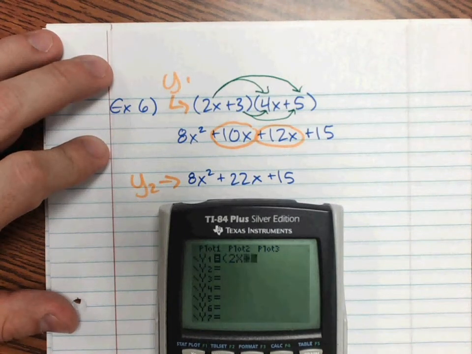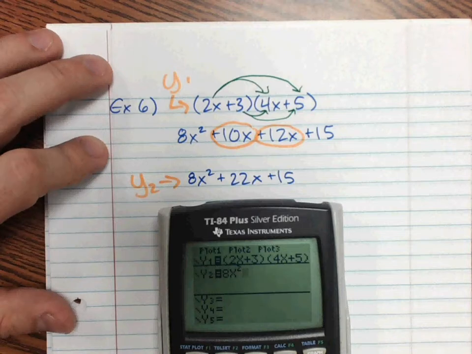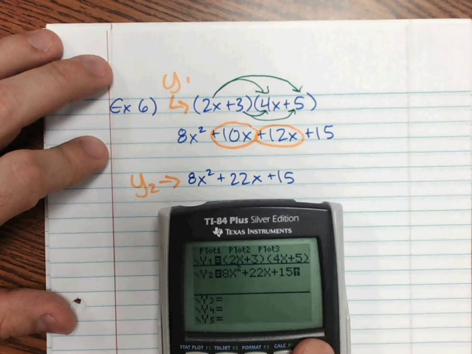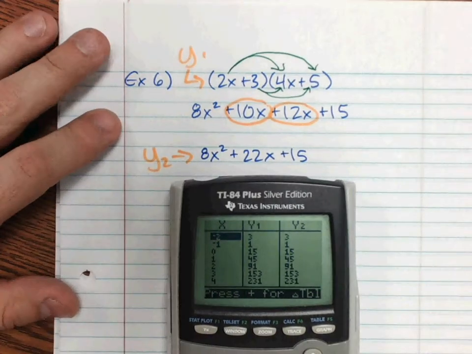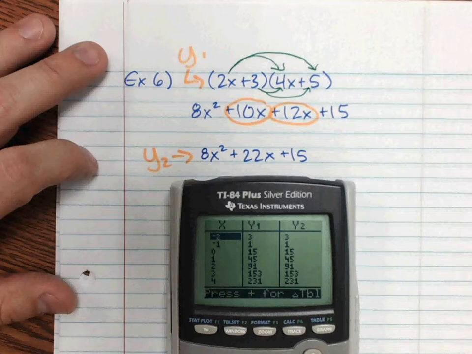2x plus 3 times 4x plus 5 in the top. In the next one, we're going to put what we think the answer is, 8x squared plus 22x plus 15. Go to our table, and our y columns are identical. Okay, if they're not identical, again, you need to go back and find your answer.